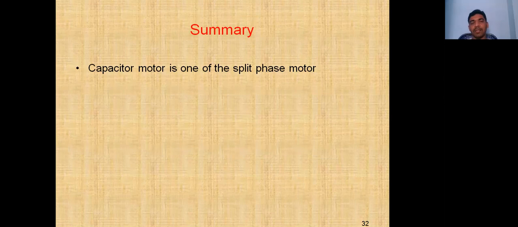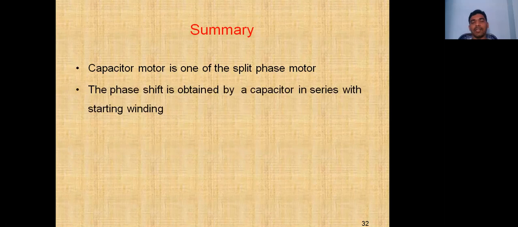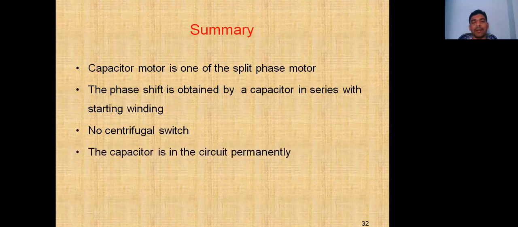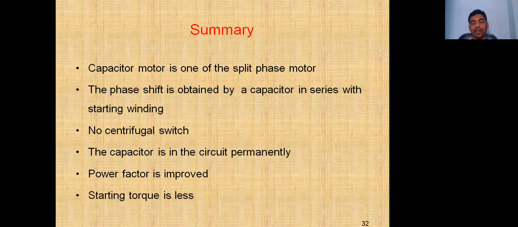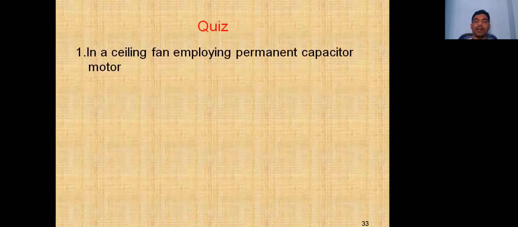The capacitor motor is one of the split phase motors. The phase shift is obtained by a capacitor in series with the starting winding. So it has no centrifugal switch. The capacitor is in the circuit permanently. Power factor is improved. Starting torque is less, only 50% to 100%.